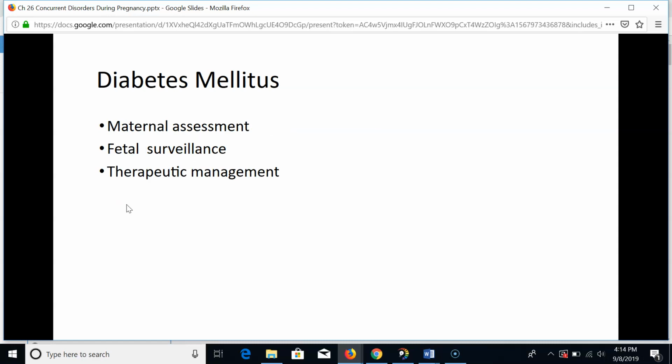A detailed history needs to be obtained. How long has she been diabetic? How well is her blood sugar controlled? Any other medical problems? Does she have good support? Does she have any learning needs?